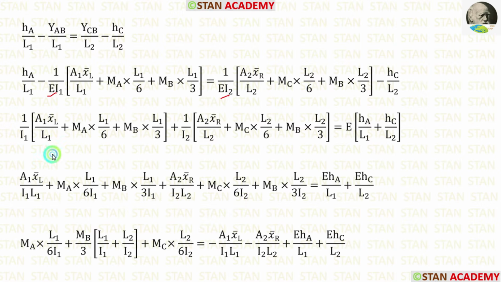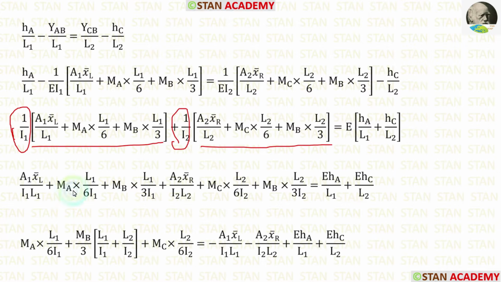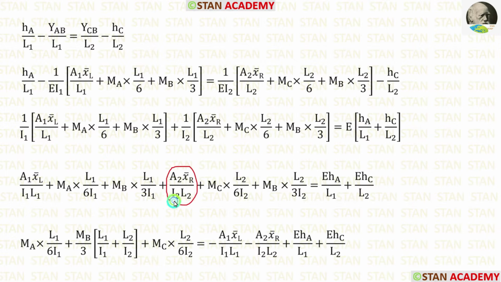E is common in both of these terms. We can take it on the right side, so it will come in the numerator. Then let us multiply 1 by I1 with these values and 1 by I2 with these values. After multiplying, we are getting these. Then let us take these two values on the right side. When we take them on the right side, they will become negative. Here and here, MB and 3 are common. We can take them outside.